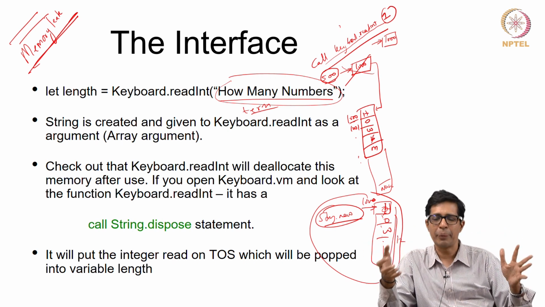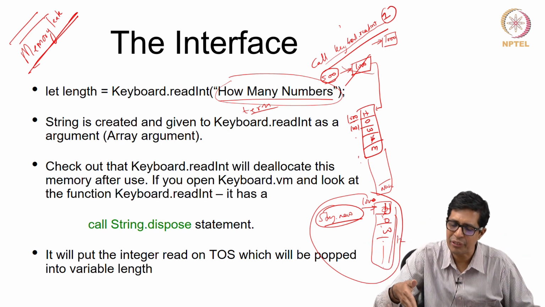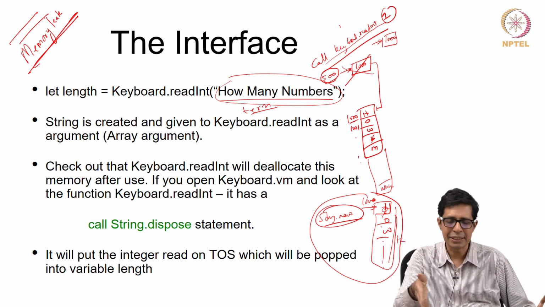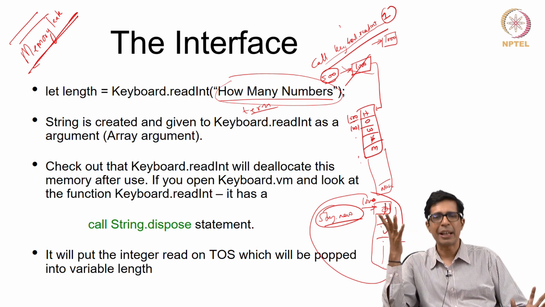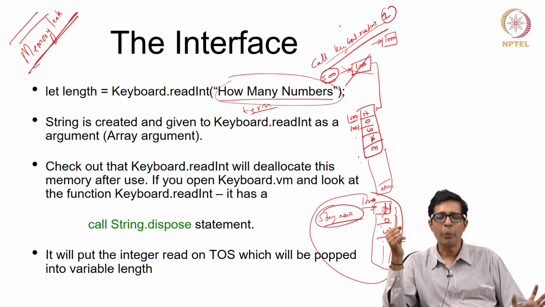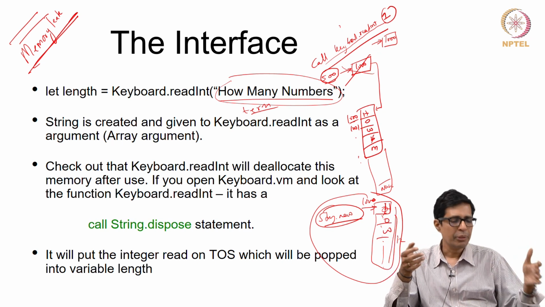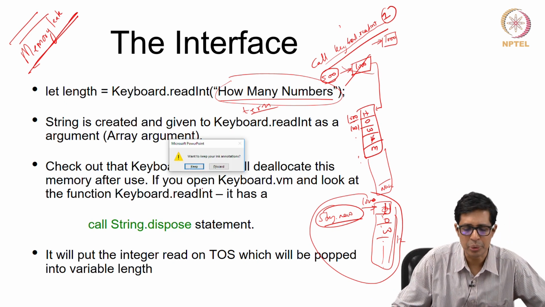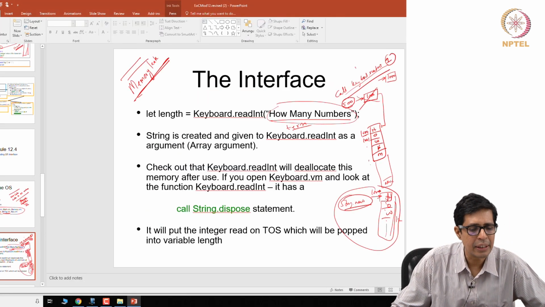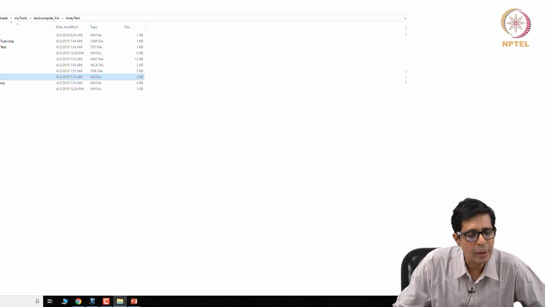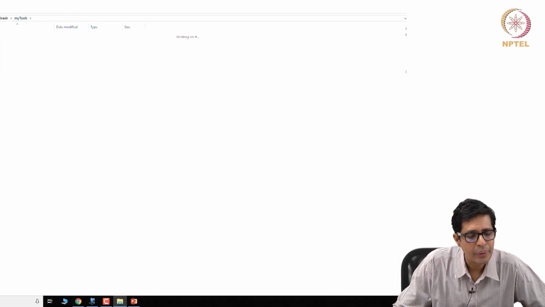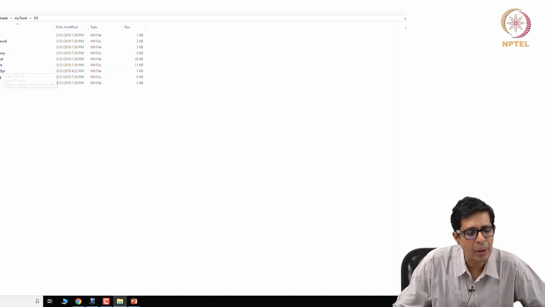create some memory for my program, in this case a memory of say 20 locations for storing this many numbers, this should be released back to the operating system. So what does String.new do? Basically, if you go back to String.new here in the code, so this is on the OS.